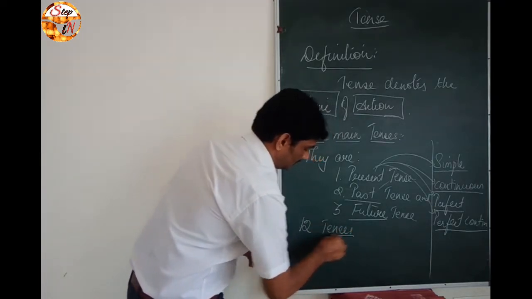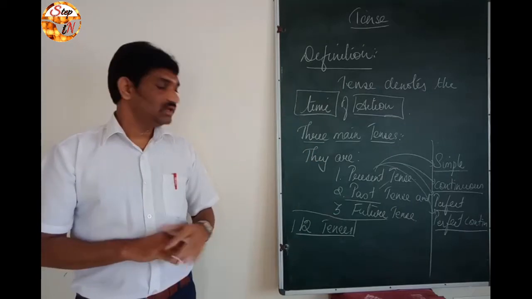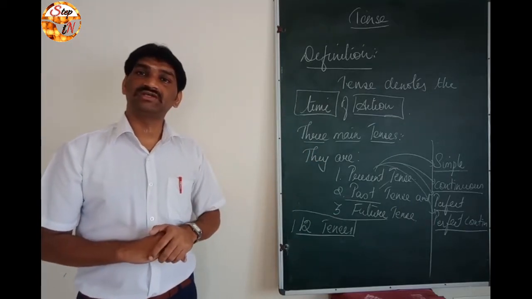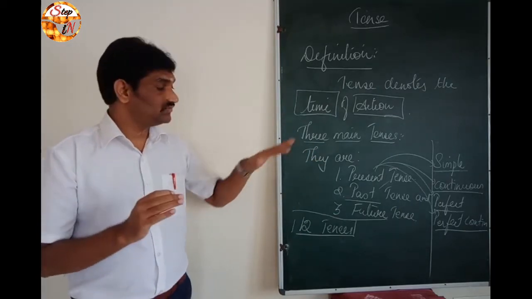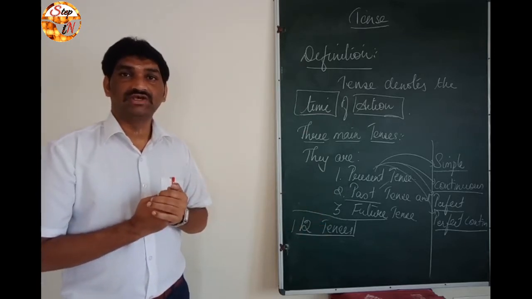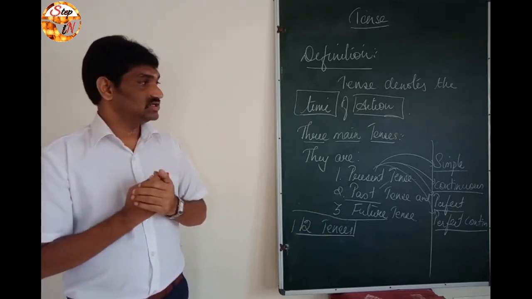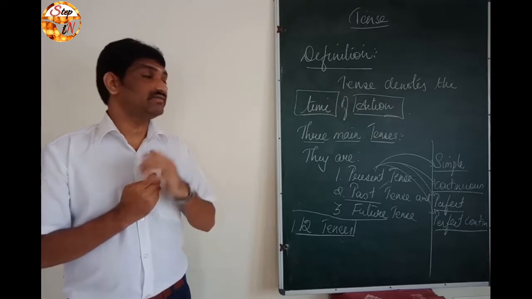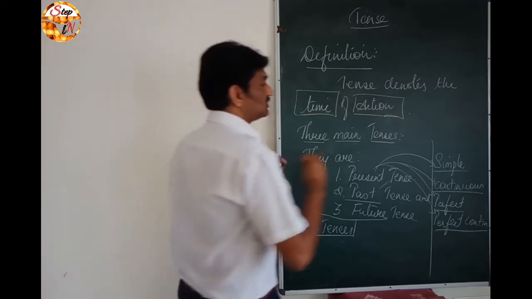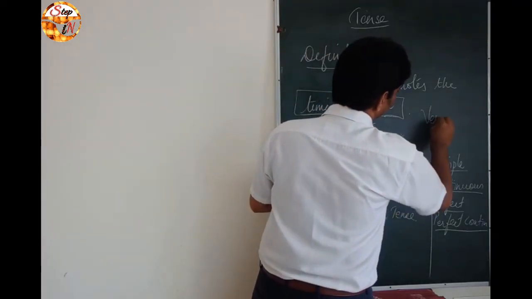Is that clear? Yes. The next step we are going to see is the structures of all these 12 tenses. So we have different structures. So before that, the basic things we have to learn are all about the verb usages.